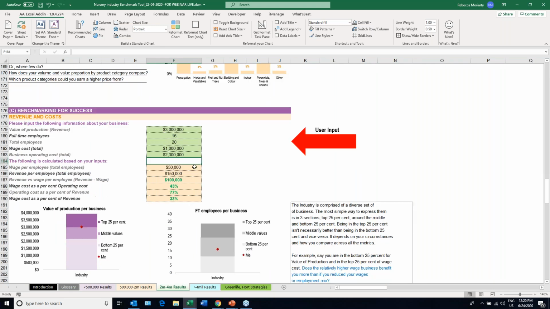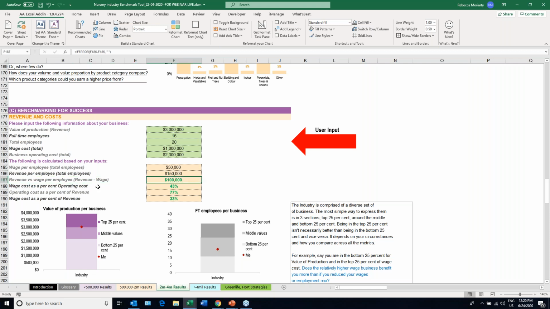So underneath, we can see Excel has calculated a few things for us. Wage per employee. So that's just taking the wage number we put in, divided by the total employees. Revenue per employee, similar story: total revenue divided by the total number of employees. The next one, revenue versus wage per employee. This is just a kind of proxy productivity measure. It's just a subtraction, revenue minus wage of the two above.